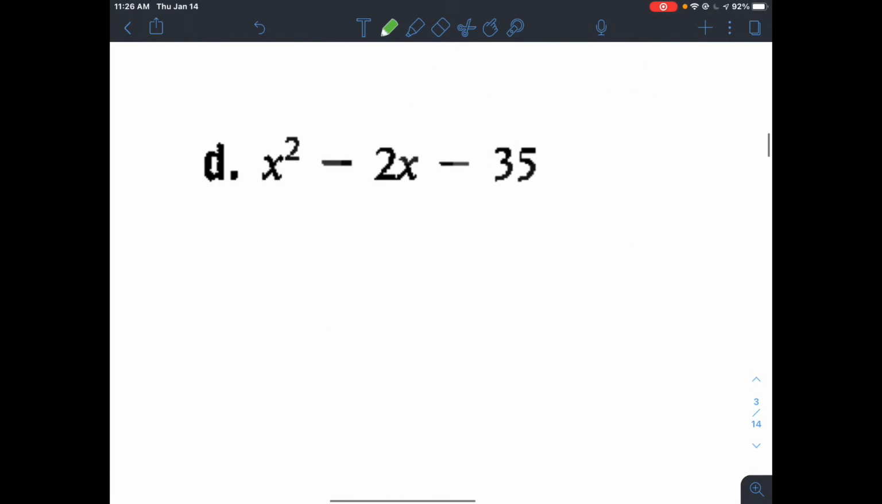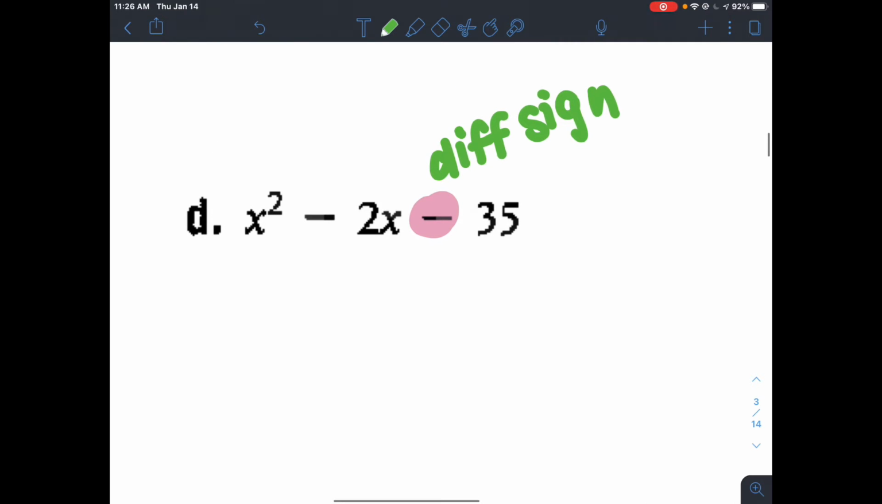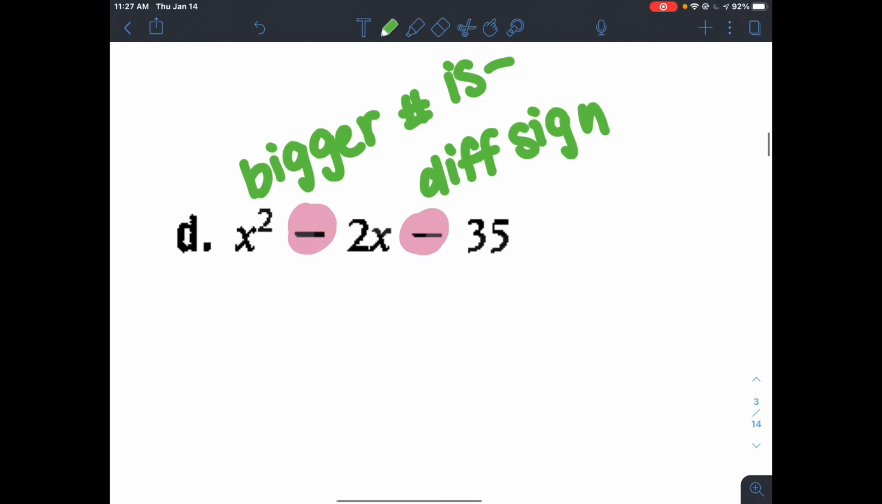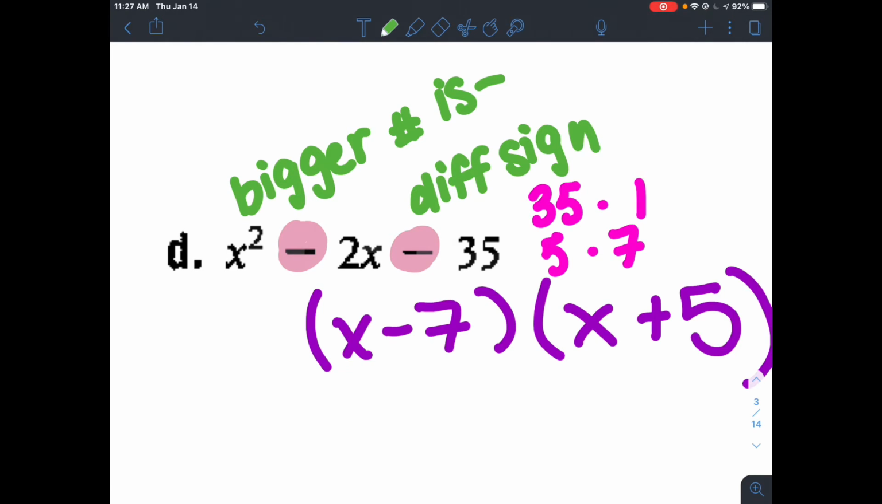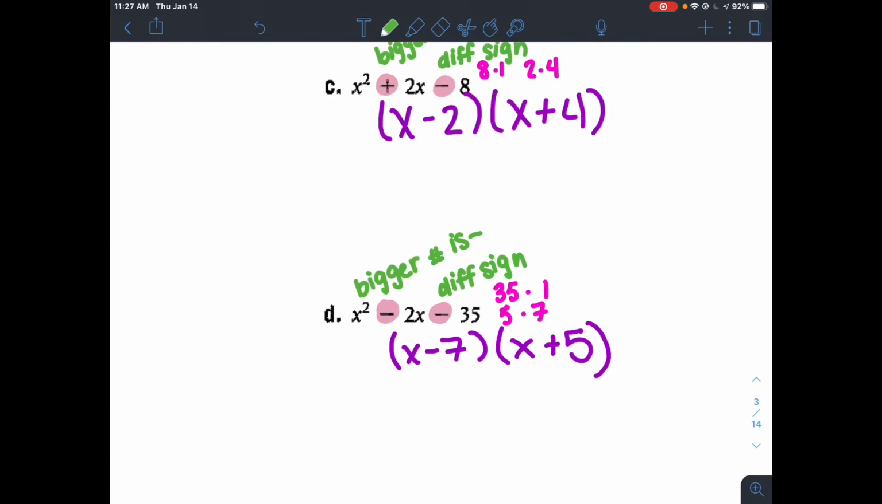And then this last one, same thing. Second sign is negative, so there'll be different signs. How are they going to be different? Well, the first sign is negative, so the bigger number is going to be negative. And then we'll list out everything that goes into 35: 35 times 1, and 5 times 7. So the bigger number is negative. So 35 will be negative, and 7 will be negative. Which one of those two will add to be negative 2? It'll be x minus 7, x plus 5.